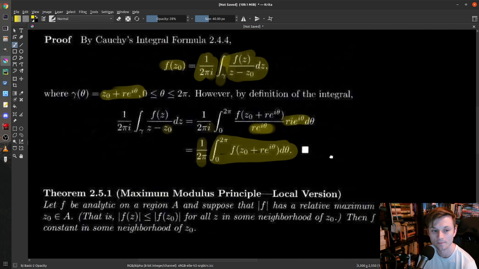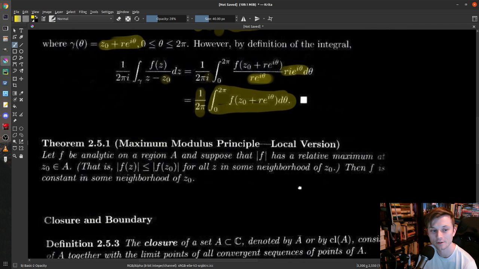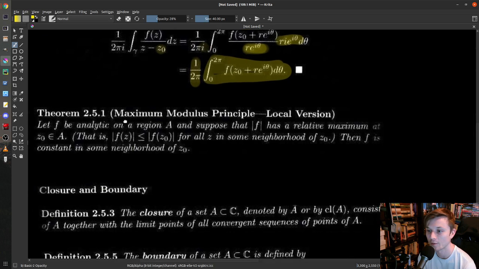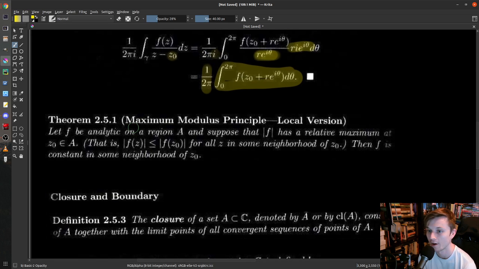And this idea lets us prove the maximum modulus principle. This fact is instrumental in it. So the maximum modulus principle in its most basic form is what we're going to start with.